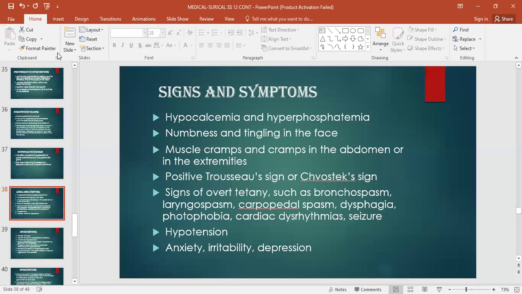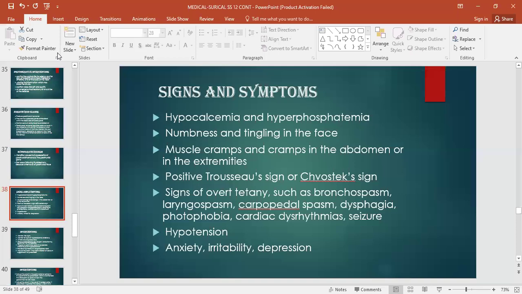We have signs of bronchospasm. You know, calcium plays a major role in muscle contraction. Very, very important. It functions for muscle contraction in the body. So when the calcium level is low, we begin to have problems with different types of muscles in the body. It will affect the muscles of respiration. There will be bronchospasm, laryngospasm, carpopedal spasm, involuntary contraction of the muscles of the hands and legs.